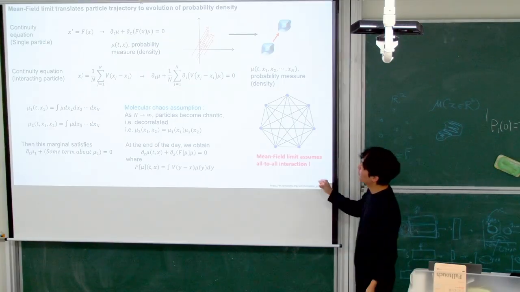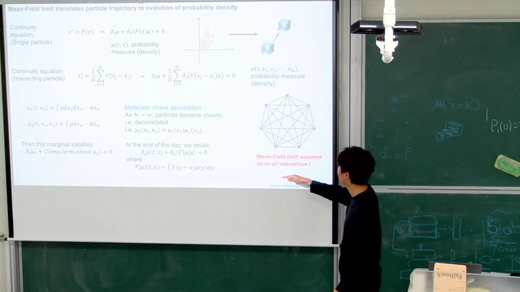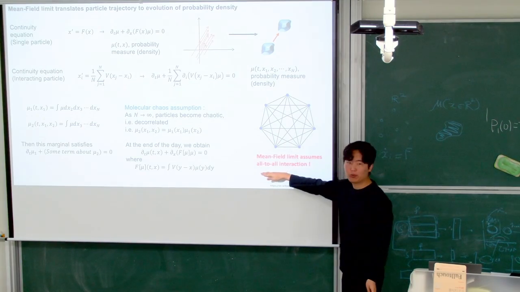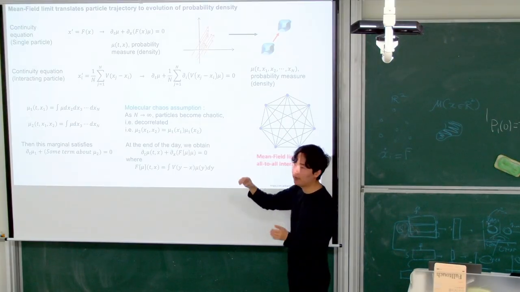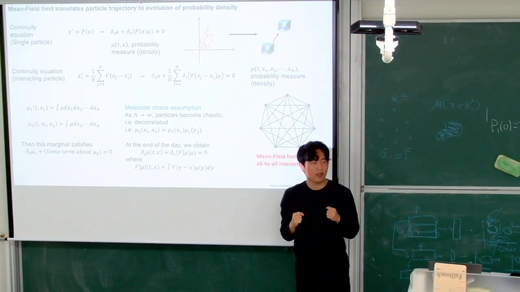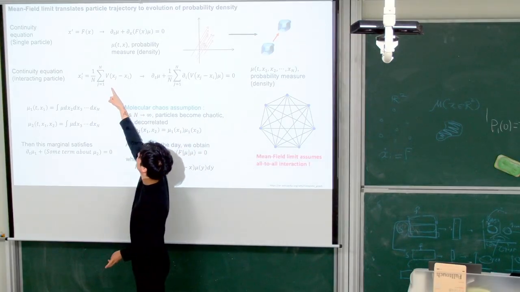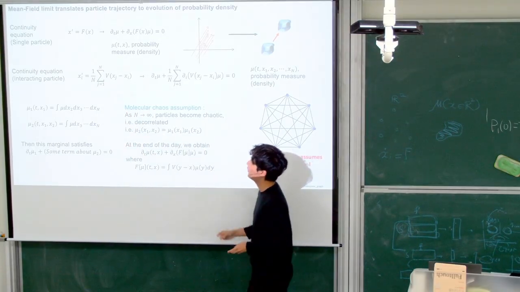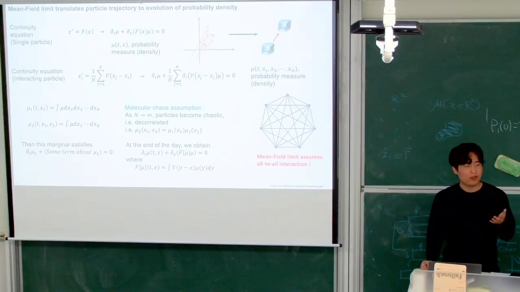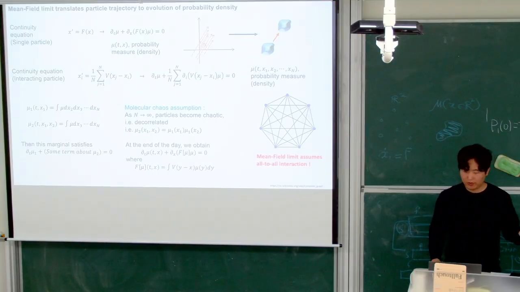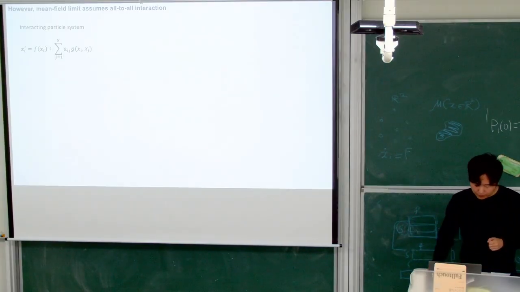But the serious restriction of this whole process is that it assumes the all-to-all interaction. So it assumes that every particle is essentially the same. You cannot distinguish them. And also, there is no network structure in this equation. But in real life, we have more complex networks. So we need some other things.